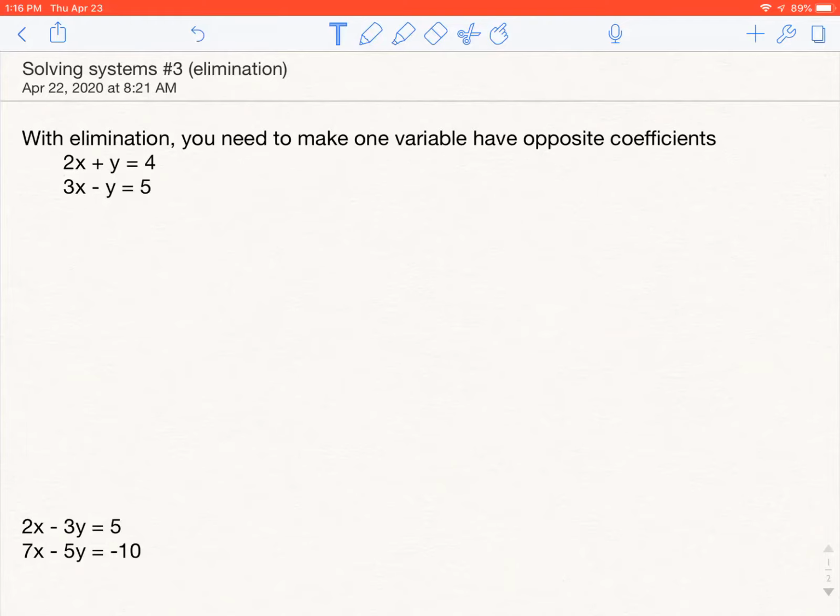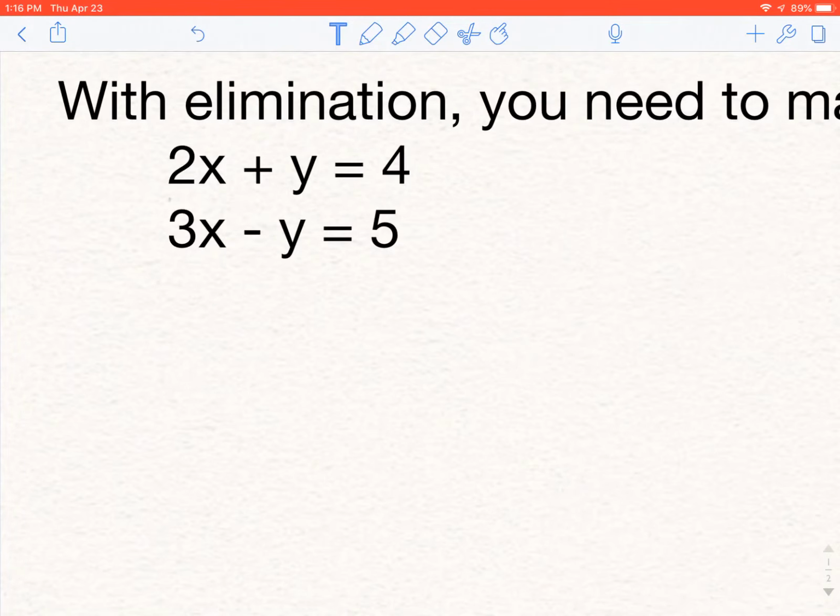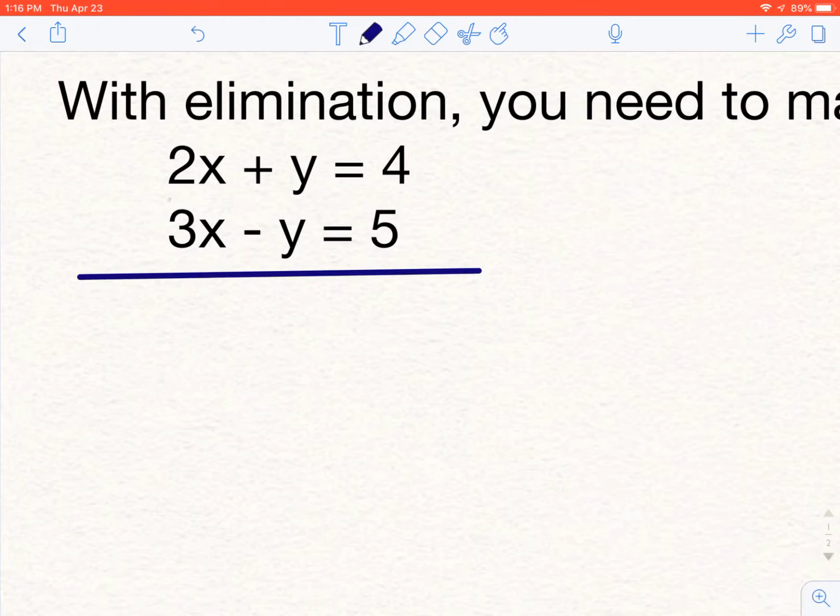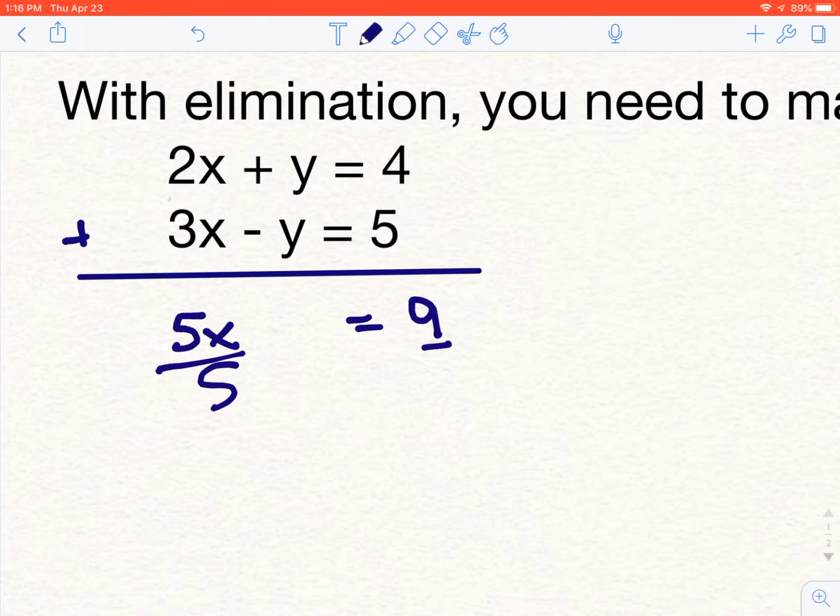The first one here is pretty easy because they already have a negative y and a positive y, so if I add the two equations, I'm going to make 0. My goal is always to add the two equations to make 0. So 2x plus 3x makes 5x. 4 plus 5 makes 9. Divide by 5, and x equals 1.8, like it did before.